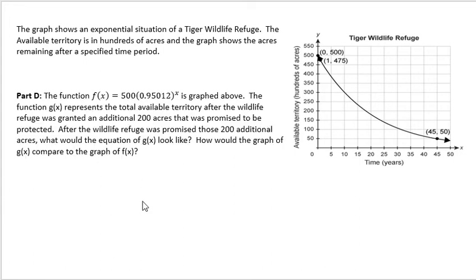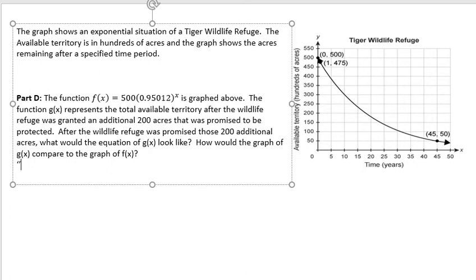All right, so then lastly, in part D, they give us the function. So the function f of x equals 500 times 0.95012 to the x. It's graphed to the right. The function g of x represents the total available territory after the wildlife refuge was granted an additional 200 acres that was promised to be protected. So somebody's giving them 200 acres that's not going to be touched. They're always going to get to keep that 200. So after the wildlife refuge was promised those 200 additional acres, what would the equation of g of x look like? And how would the graph of g of x compare to the graph of f of x?